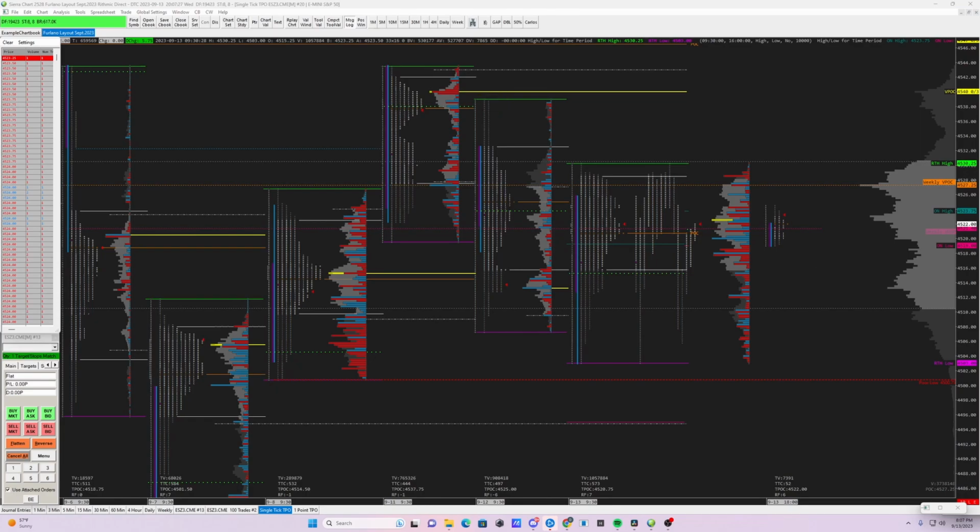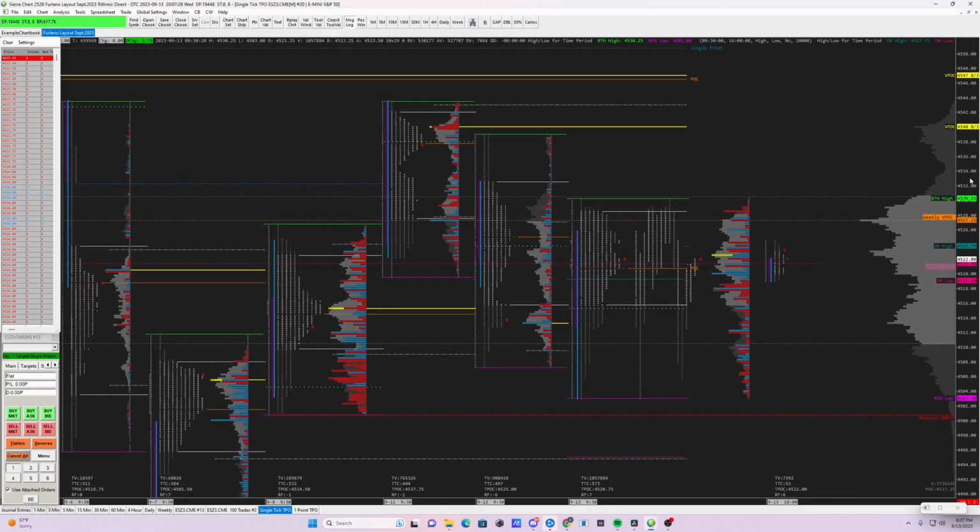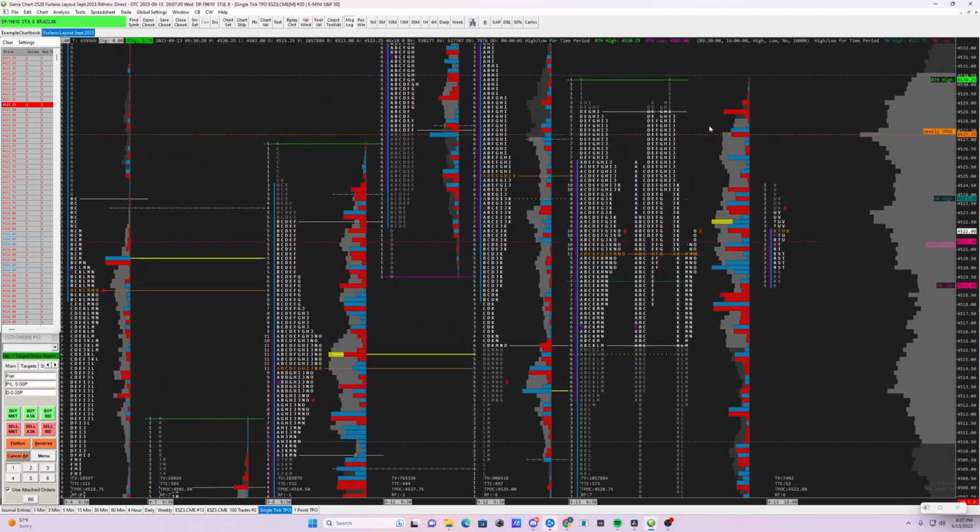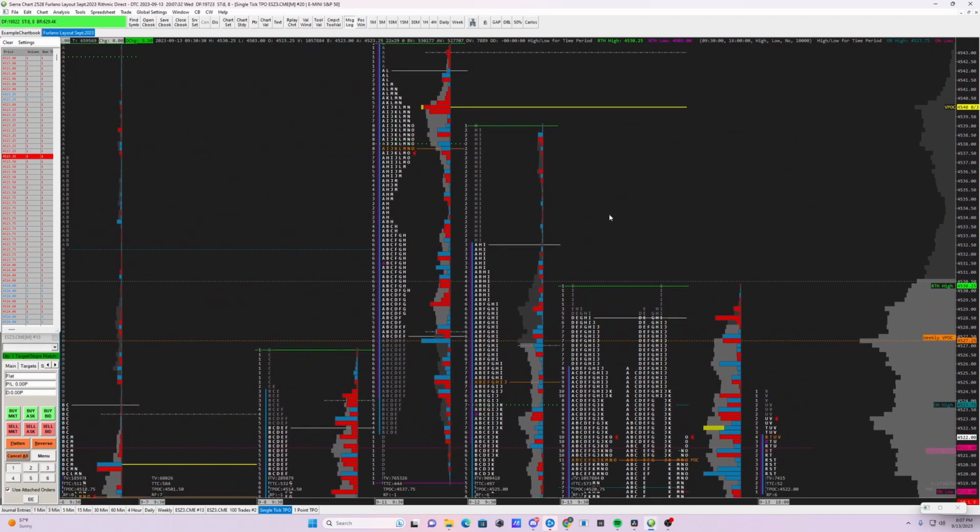Now, why is this a draw on liquidity? Well, the way the market works is the market has to form trading excess in order to complete an auction. So if we look at today's high right here, you see these I periods. This is trading excess. It's single prints in a given period above a high or below a low. That will complete an auction.